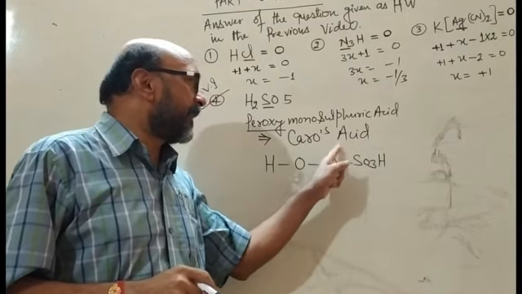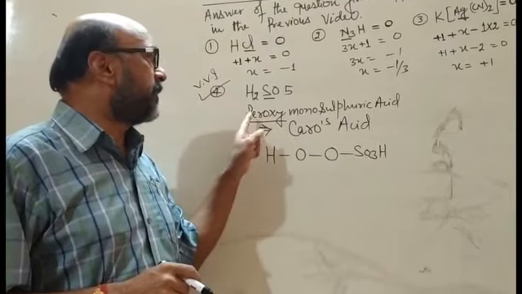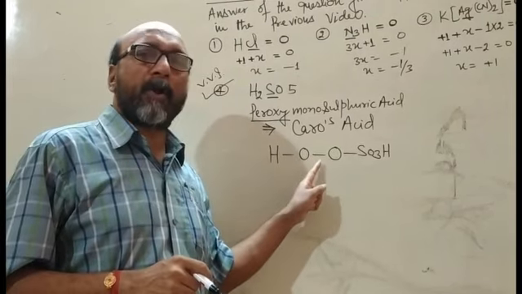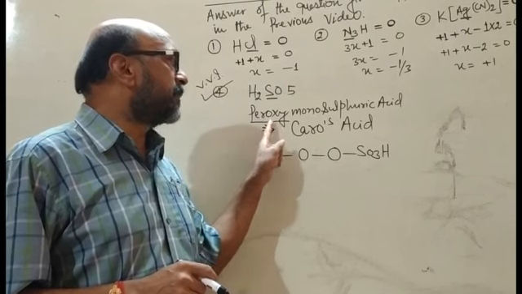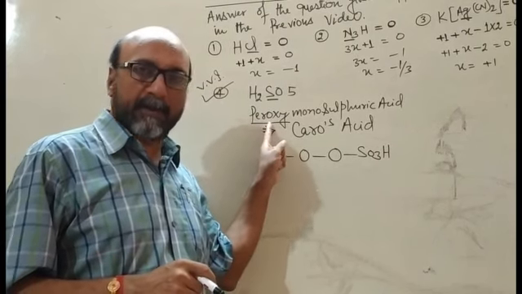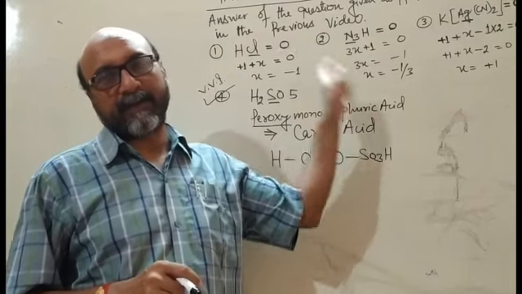Since this acid has one sulfonic group and one peroxide bond, therefore its name is given peroxymonosulfuric acid.